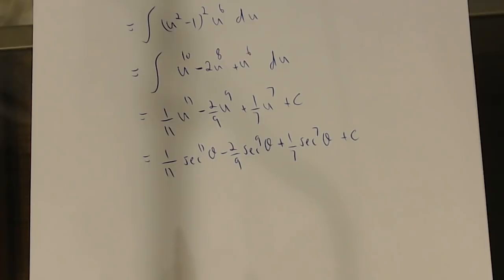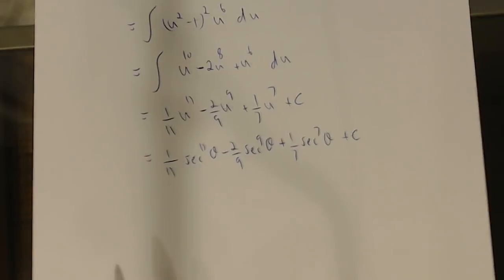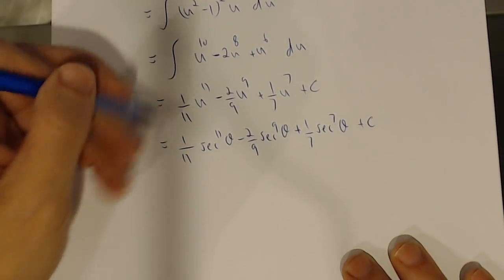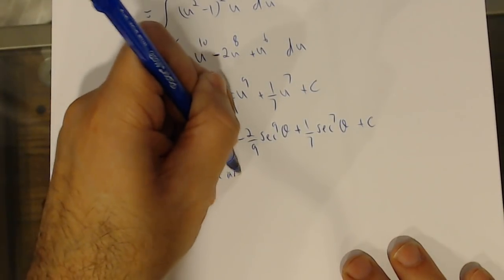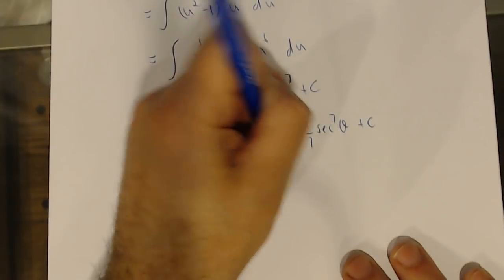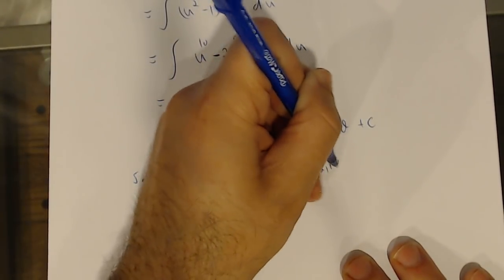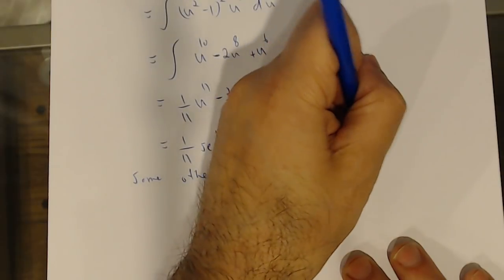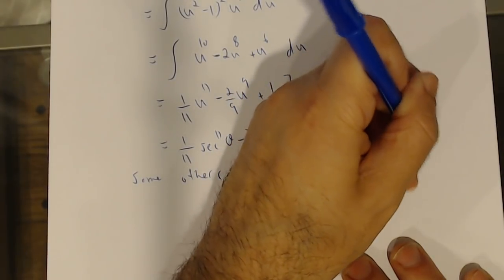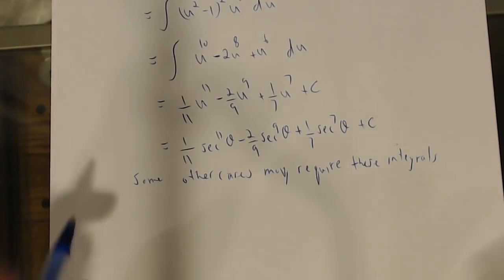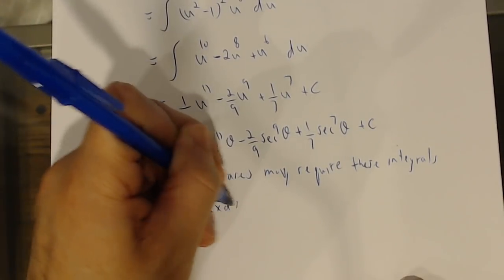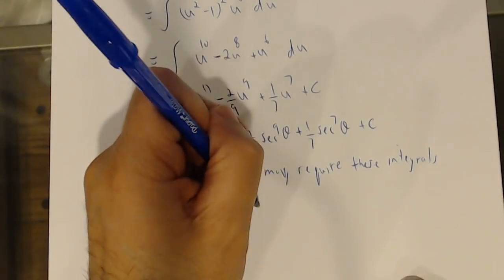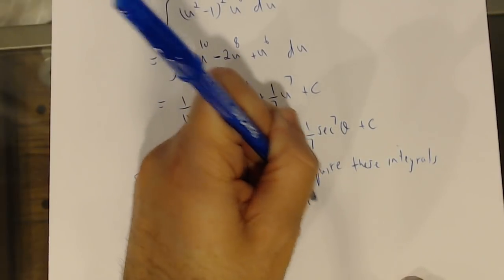Okay, so before we do our last example, I want to mention a couple of integrals that we should keep an eye out for. Some other cases may require these integrals. And we've actually solved these integrals by u substitution, but you could just use this right away. So the integral of tangent of x dx is just ln of the absolute value of secant of x plus c.